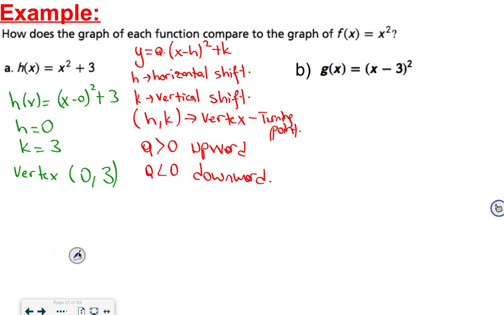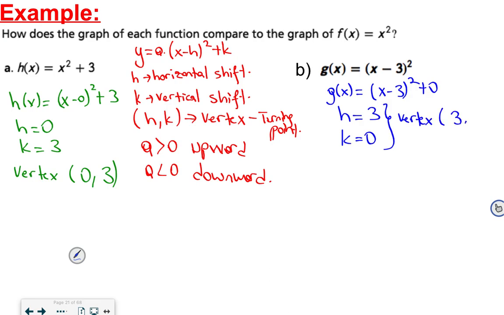Let me try to write the g of x in vertex form. G of x is going to be x minus 3 squared plus 0, right? Can you please tell me what h is? Positive 3, which means 3 units horizontally to the right. And k is, what is that, ladies and gentlemen? K is 0. There is no vertical shift. From here, your vertex is, ladies and gentlemen, 3, 0. Is there any question?